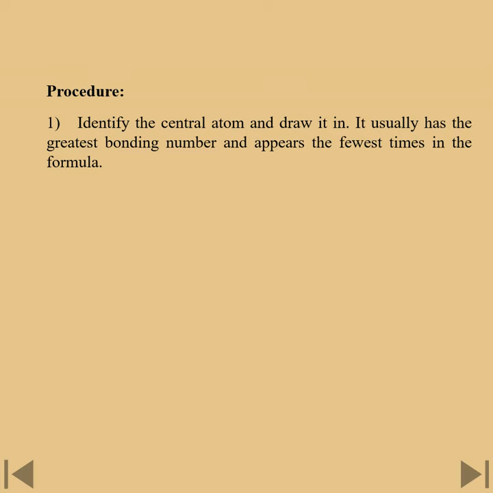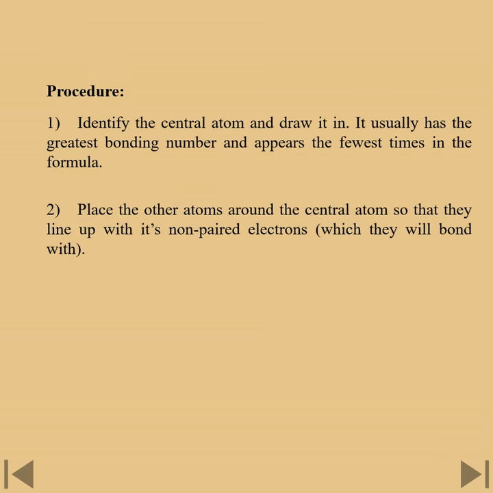Okay, to draw a molecule, step 1 is to identify which your central element is and draw it in. If you have 2 elements that are the same, like the 2 carbons, you would draw 2 of them in and put 1 bond between them. Now, you should have some leftover paired and unpaired electrons. The unpaired electrons are the ones that want to bond. So for step 2, we're going to bring in our peripheral atoms so that they line up with the unpaired electrons.